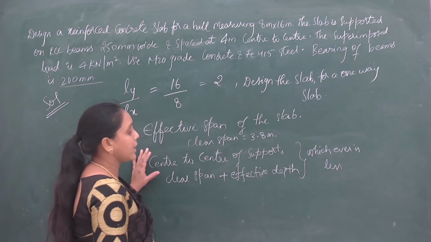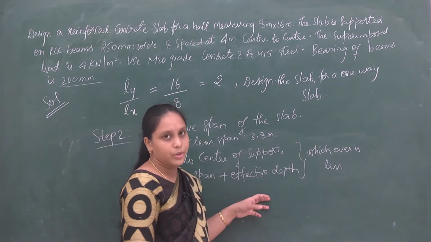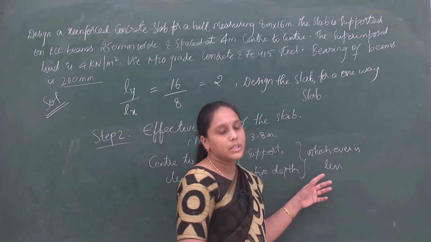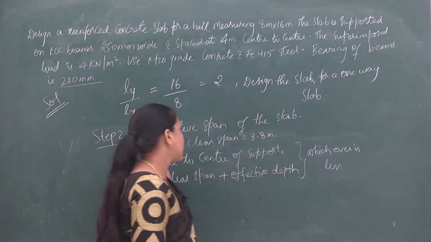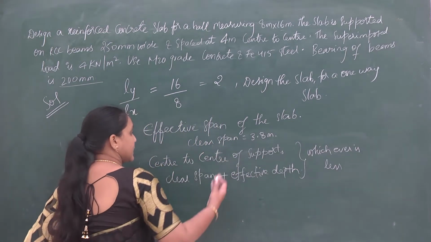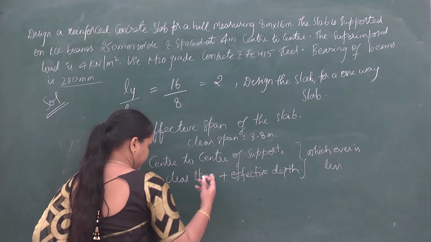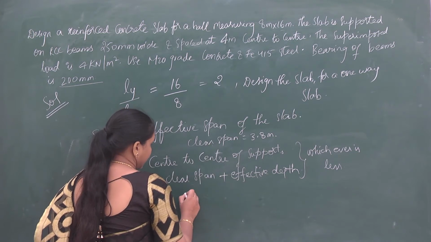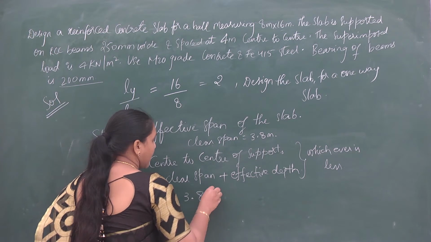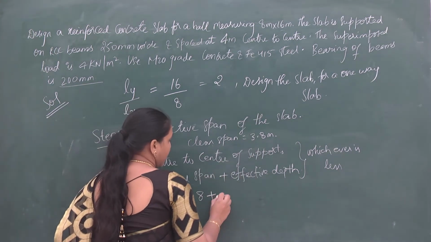So we have to calculate both: the center to center distance of the supports as well as the clear span plus the effective depth. Out of these two, whichever value is less should be taken as the effective span of the slab. So first let us calculate the center to center of supports distance. It is the clear span, that is 3.8, plus the center to center distance. How much is it?